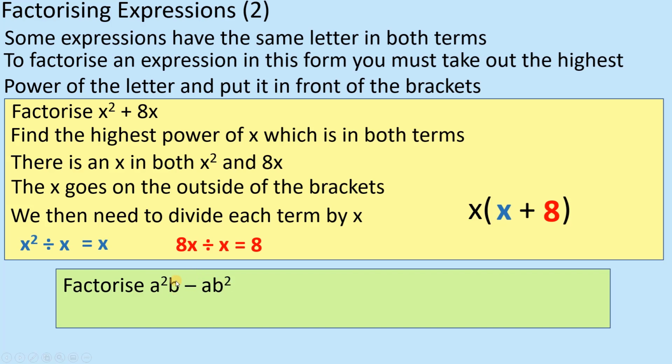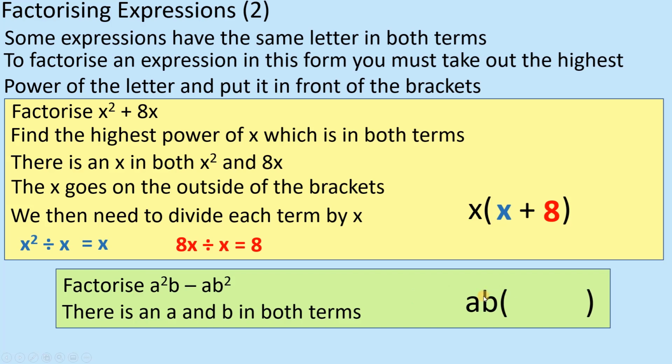Is there a b squared in both? No. All right, so there's just a b. So there's only a and b that appear in both of them in terms of their lowest powers. All right, so well, the highest that goes into both, I should say. All right, so there is an a and b in both terms. All right, so it's going to take an a and b on the outside.